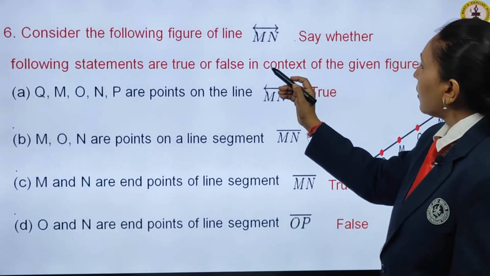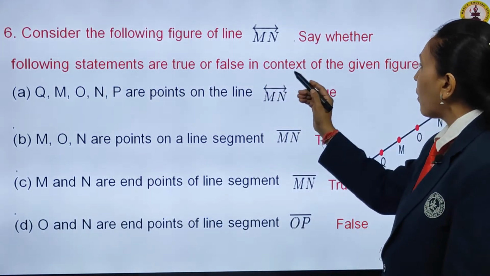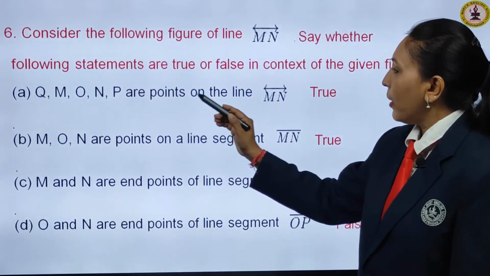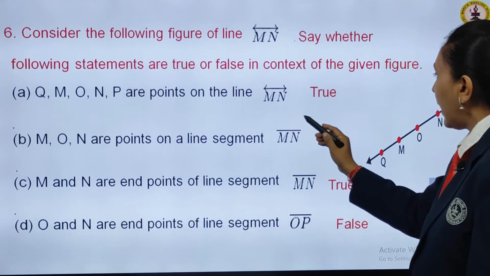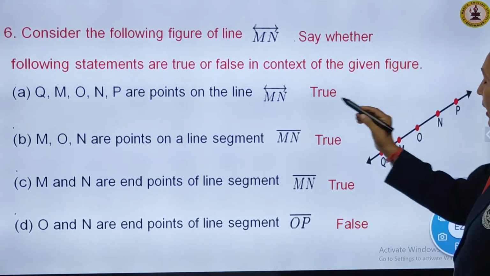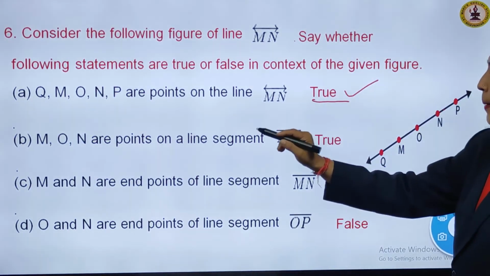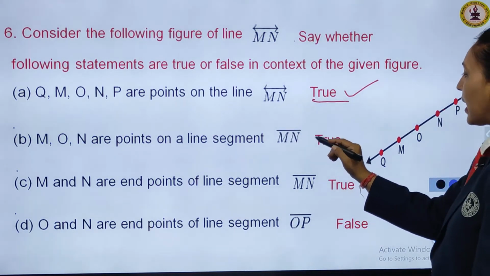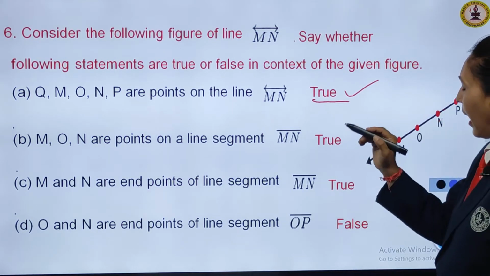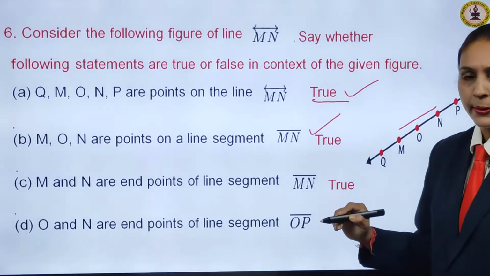Consider the following figure of line MN and say whether the following statements are true or false in context of the given figure. Now children, Q, M, O and P are the points on line MN. You can see here line MN, here this is line MN. You can tell all these points are on the line MN. Yes, they are. So it is true. M, O, N are points on a line segment MN. Line segment MN is here. Is point MON on it? Yes, it is a part of that only, so it is a true statement.